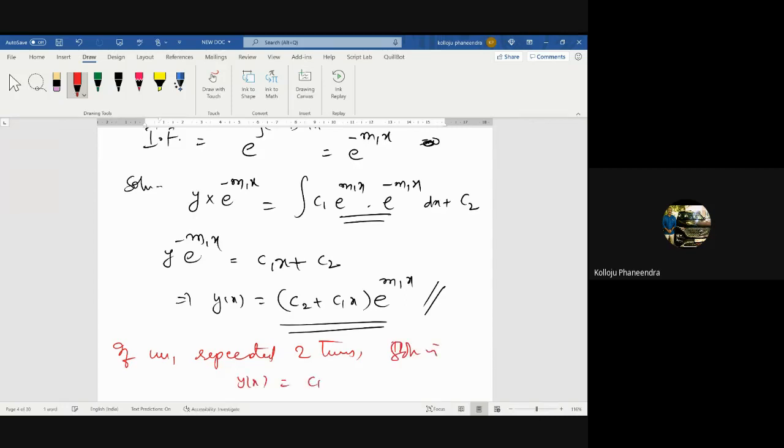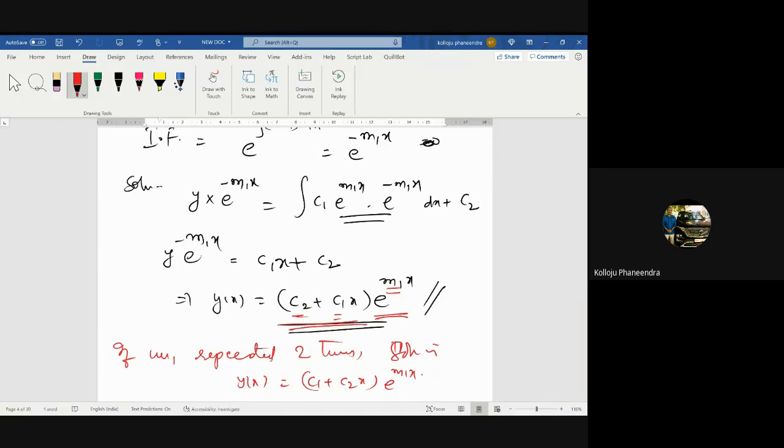Solution is c1 plus c2x, first degree polynomial, into e power m1x. Both are same, just constants are interchanged, doesn't matter. Okay, this is the reason when repeated 2 times. Same logic when repeated 3 times, when m1 is repeated 3 times, then write e power m1x, and its quotient is a quadratic expression.